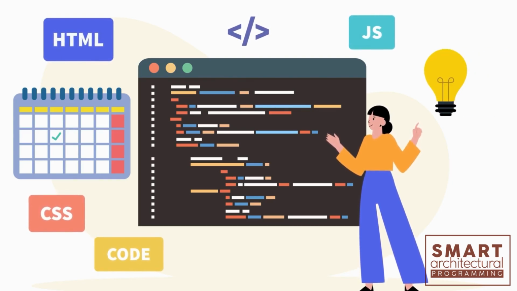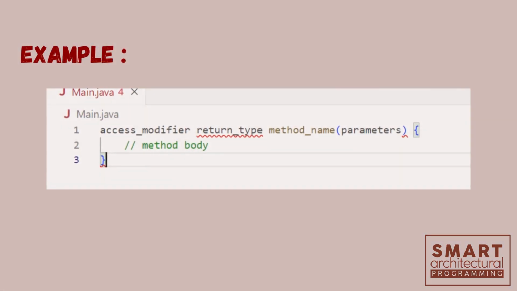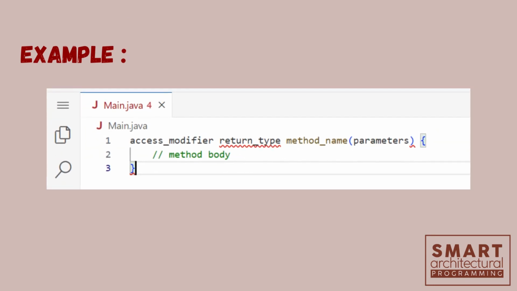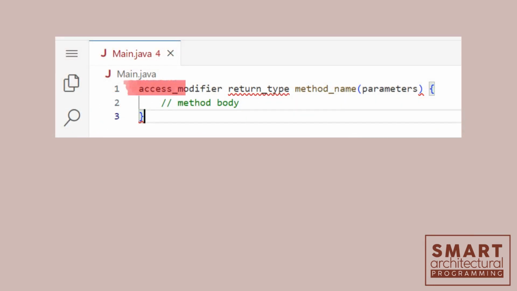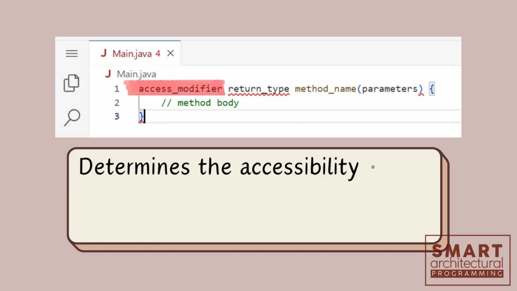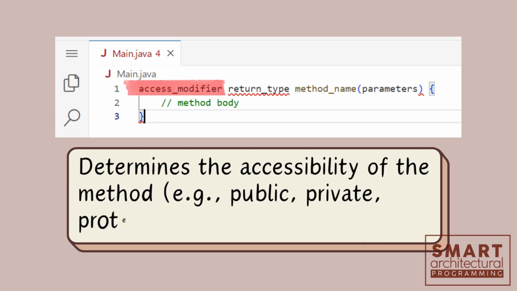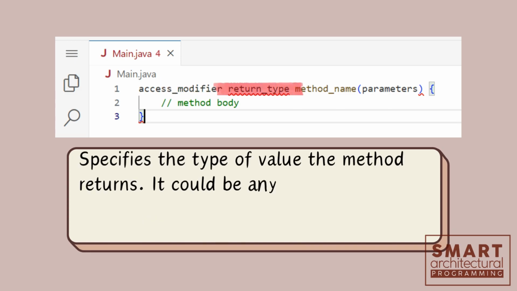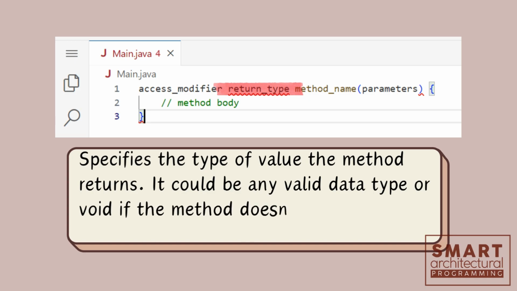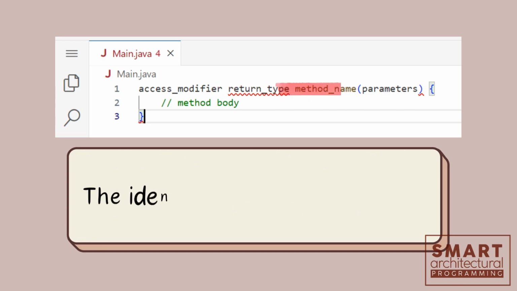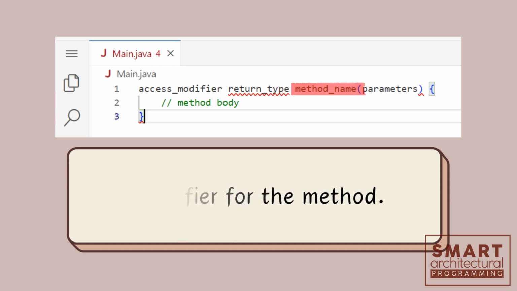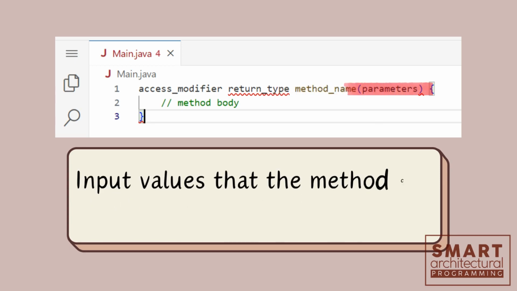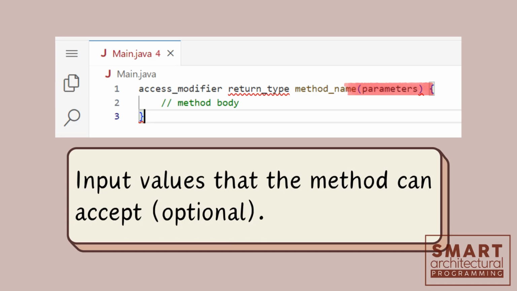Let's see how we declare a method in Java. Here's the basic syntax for declaring a method in Java. Access modifier determines the accessibility of the method, e.g., public, private, protected. Return type specifies the type of value the method returns. It could be any valid data type or void if the method doesn't return anything. Method name, the identifier for the method. Parameters, input values that the method can accept, optional.